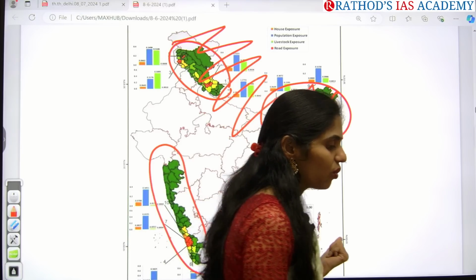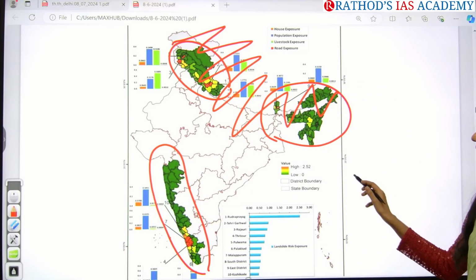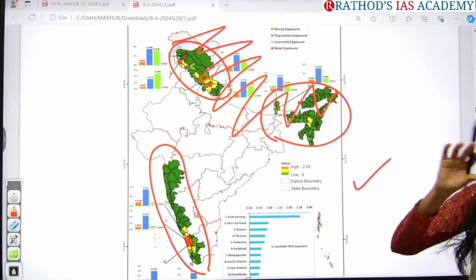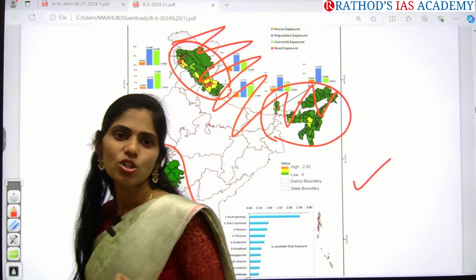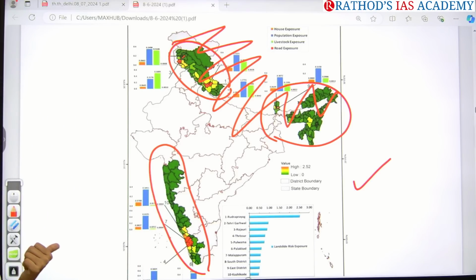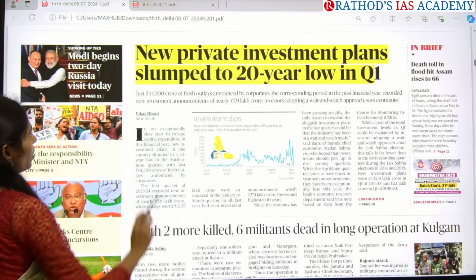One tip I want to give you here: whenever you are writing an answer regarding landslides, try to use this map and give the title landslide vulnerable areas in India. In this way you can enhance your preparation. Clear? Yes, now let us move on to our Hindu page.